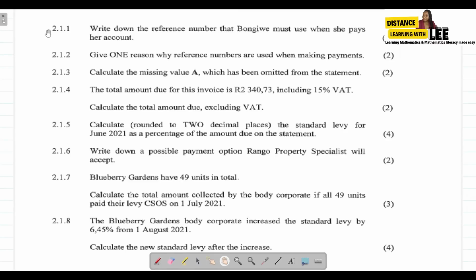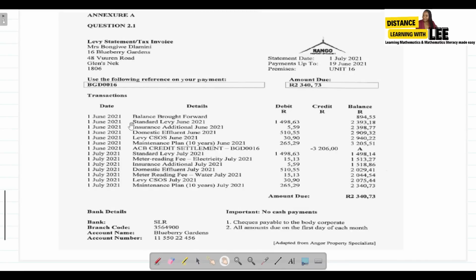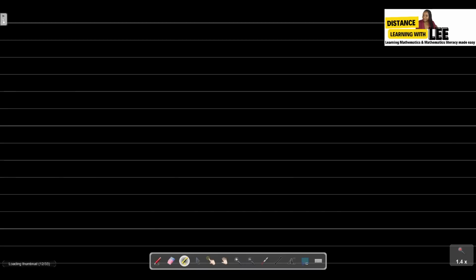Now, the first one, question 2.1.1: write down the reference number that Ubongiwe must use when she pays her accounts. Like I mentioned, we were given the reference number here that Mrs. Bongiwe Dlamini needs to use when she makes her payment. There we go. That is the reference number, and the reference number that she needs to use is BGD0016, right? So let us write that down.